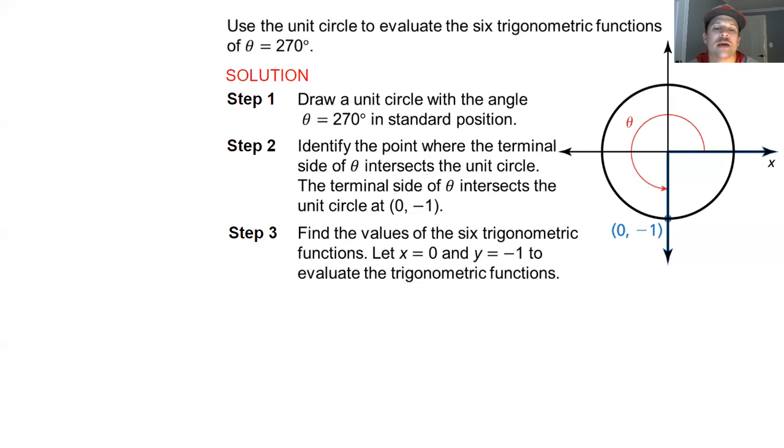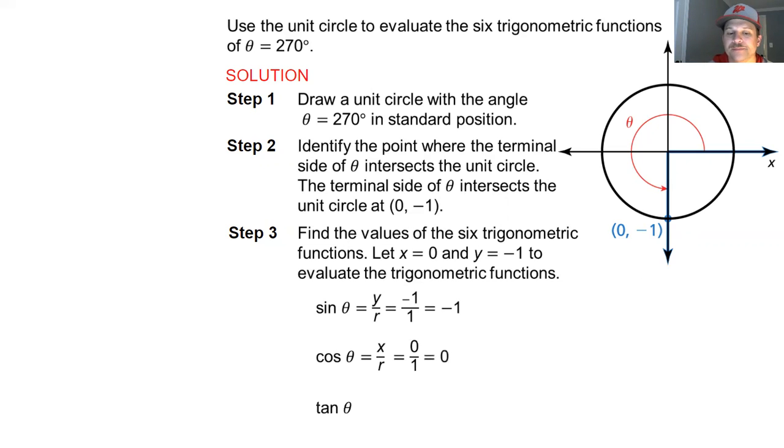So we need to identify the point where that terminal side intersects with the circle. Then we need to find the values of our 6 trig functions where x is 0 and y is -1. Notice that your radius is always 1, so this is what you're going to be plugging in for each of your values. So the sine of theta is equal to -1, so the sine of 270 is -1. Cosine, still using 1 as our radius because 1 is always the radius of our unit circle.